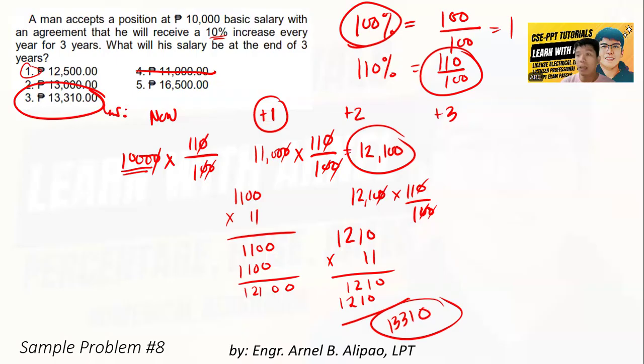So you see, we did not use any decimal. It's easier than converting percent to decimal. Although there are times that you have to use the decimal, but in this case, you can use just the 100%, the idea of 100 per 100. Okay, so I hope you get it. Let's proceed.